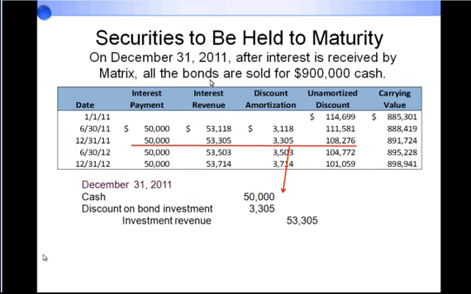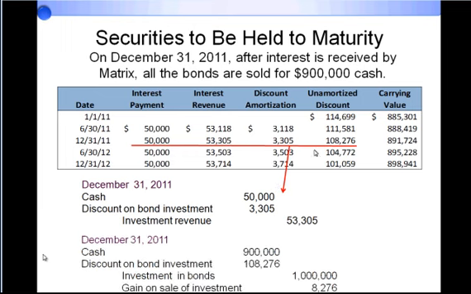Here we have on December 31st, 2011, after the interest is received, all the bonds are sold for $900,000 cash. So the first thing we have to do is use our normal entry, our normal investment income entry. And then that updates our books so we can record the sale immediately after that.